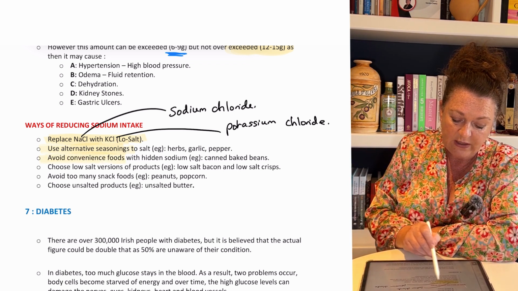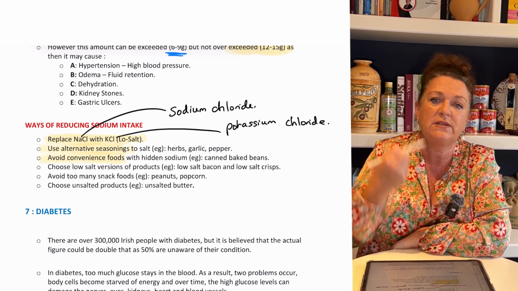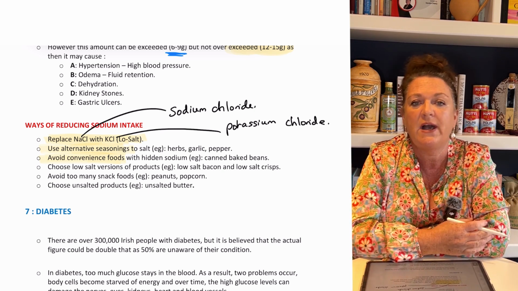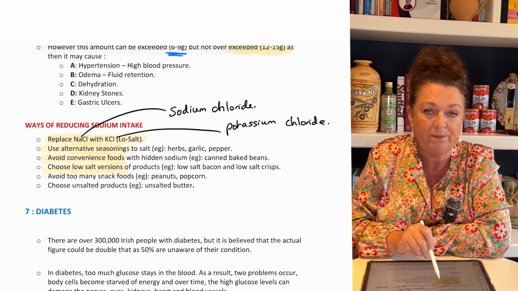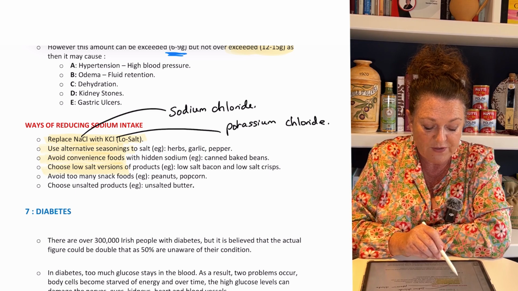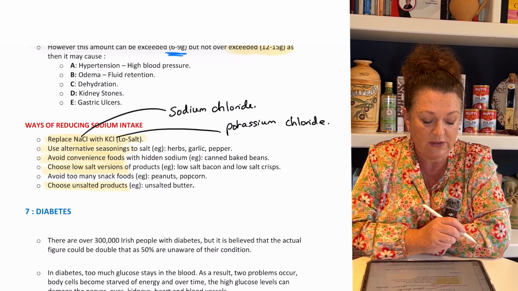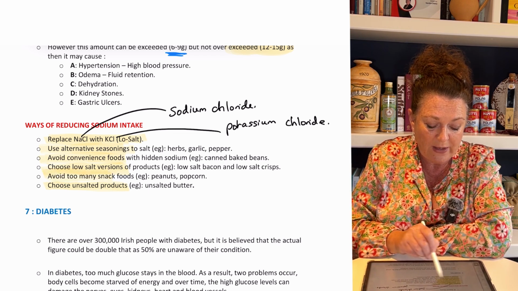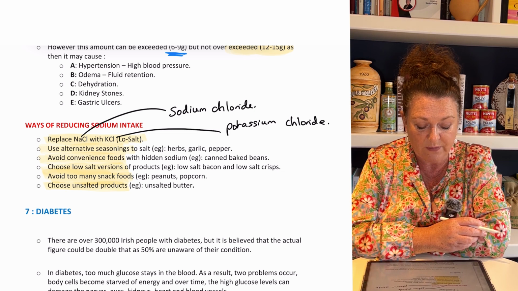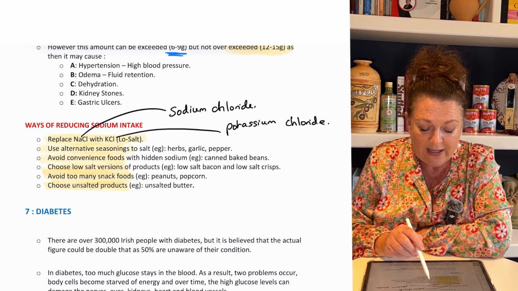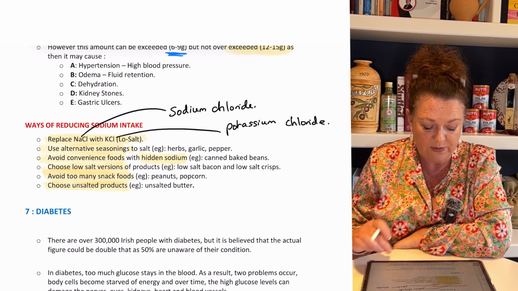Then avoid convenient foods. Avoid, like I said earlier, eating these highly processed foods because the flavour has been taken out of them. Low salt versions, you've seen them. Low salt popcorn. Better still, go for unsalted products like the unsalted butter, the unsalted popcorn, and avoid too many snack foods out there because many of them have a lot of salt. And like I said, there is hidden sodium in these convenience foods.